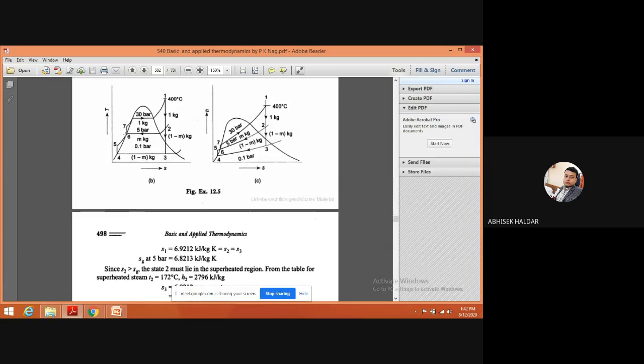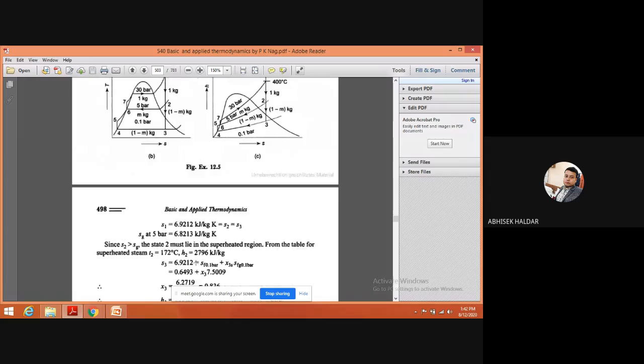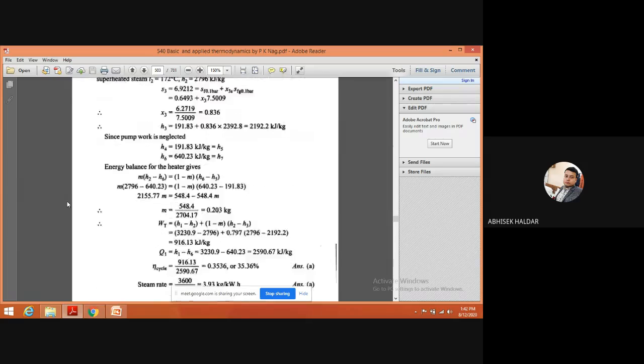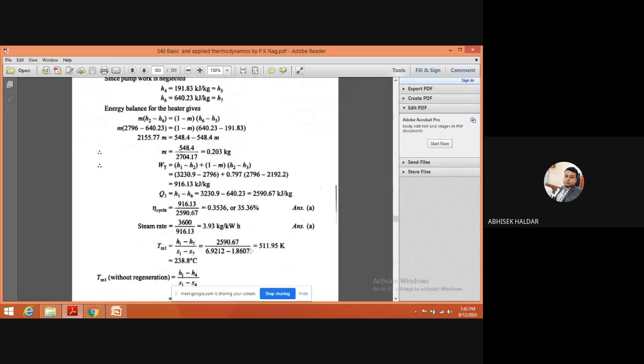So if you see the equation, they have written it directly: Tm1 equals H1 minus H7 divided by S1 minus S7. By mistake, do not take the 5 to 6 part because that is not external heat addition. So here you get some value, obviously in Kelvin first, then you can convert to degrees Celsius: 238.8 degrees Celsius.